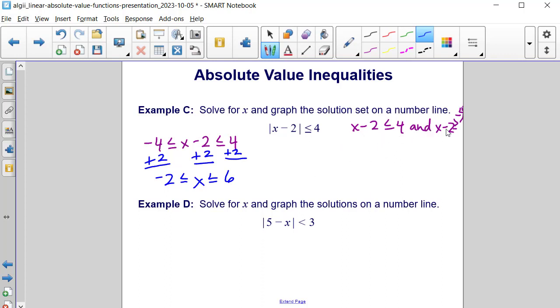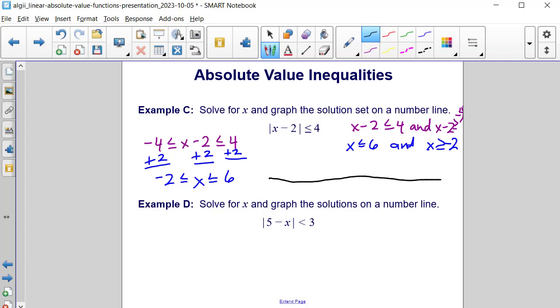And if we solve both of these here to the right, we would get the same answer. We would add 2 to both sides here, and we would get that x is less than or equal to 6, this right half of the compound inequality. And if we add 2 to both sides here, -4 plus 2 gives us -2. So x has to be greater than or equal to -2. And that's this section. So again, you can solve it either as one compound inequality, or you could solve it as two separate inequalities with an and in between.